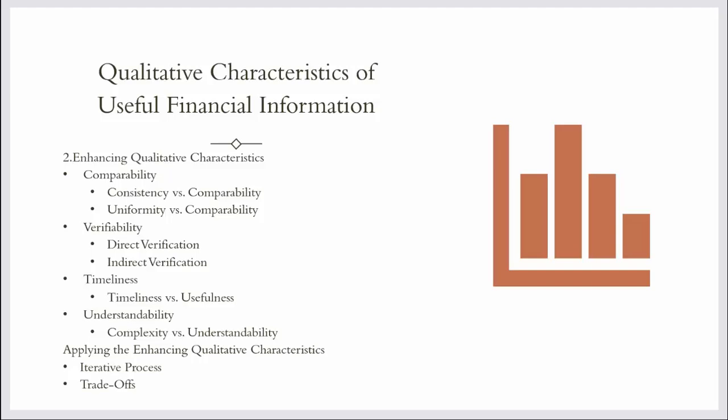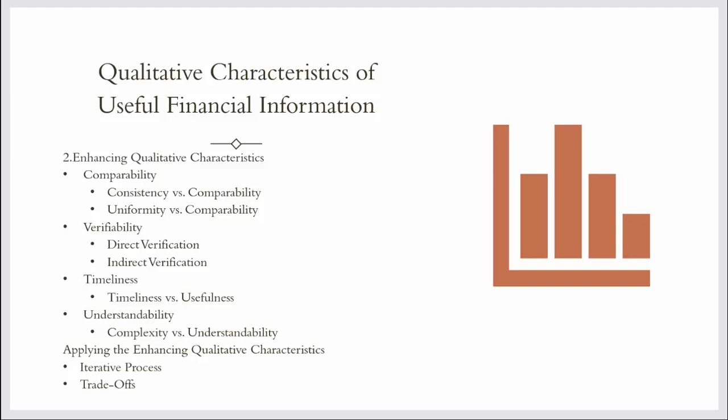Understandability. Explanation. Understandability means presenting information clearly and concisely so that users can comprehend it. Financial information should be classified, characterized, and presented in a way that is easy to understand for users who have a reasonable knowledge of business and economic activities. Complexity versus understandability. Some financial phenomena are inherently complex and cannot be simplified without losing essential information. While it's important to present information clearly, it is also necessary to ensure that reports are complete and not misleading.